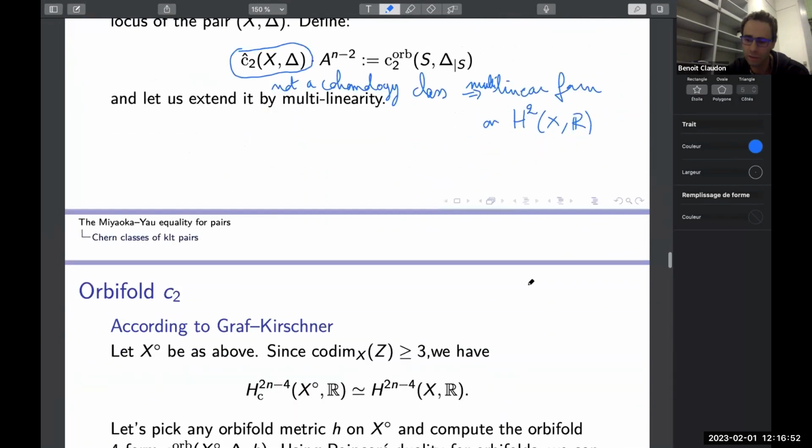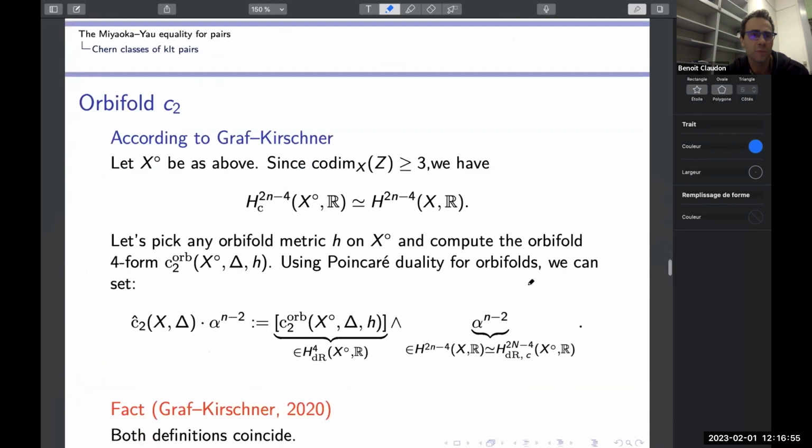Okay, so speaking of this Chern thing, let me add this. This second construction was explained by Graf and Kirchner. So I still look at the orbifold locus of the pair, and they remark that since the codimension of Z, that is the complement of X naught, is at least 3, then we have this abstract isomorphism.